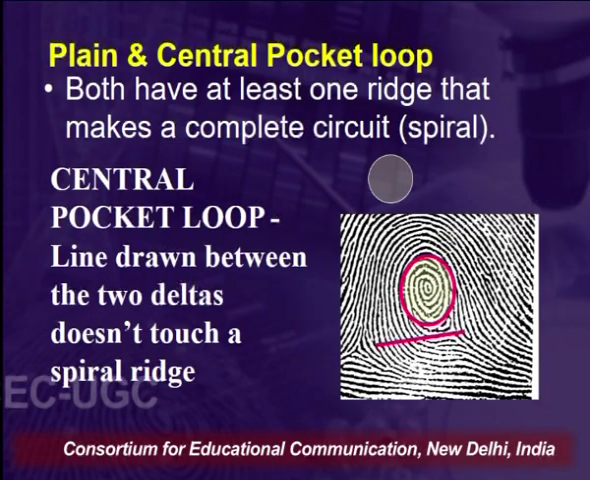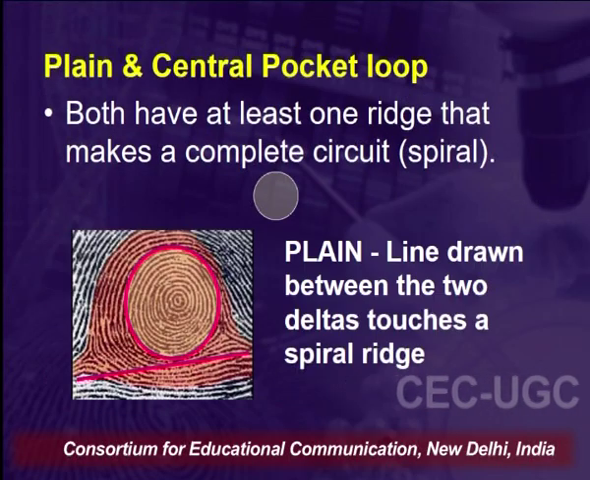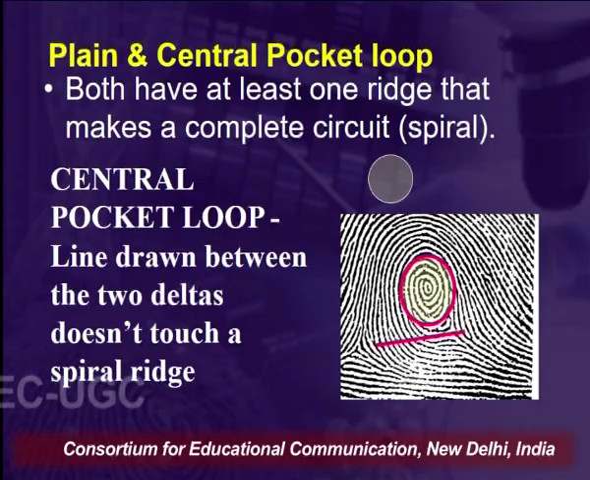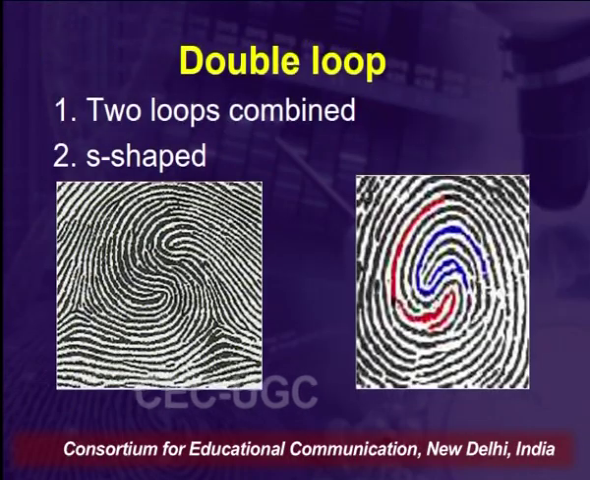In the central pocket loop, the line drawn between the 2 deltas does not touch a spiral ridge. So both patterns have at least one spiral ridge that makes a complete circle, but in the plain pattern it touches it, as you can see in this image where the red line is touching, but in the central pocket loop the red line is not touching the complete circuit.